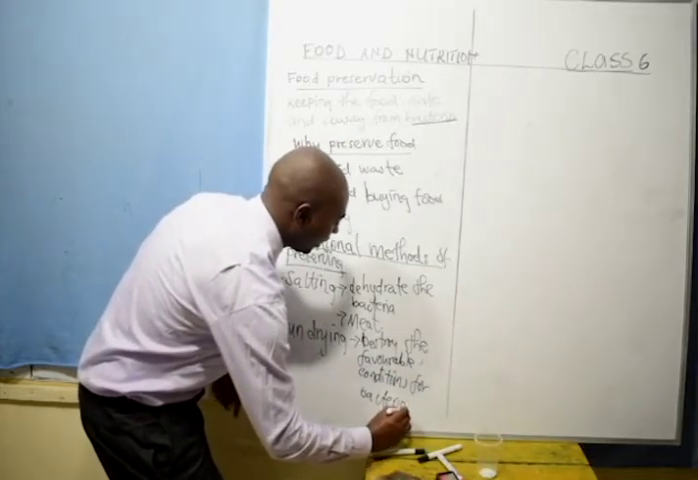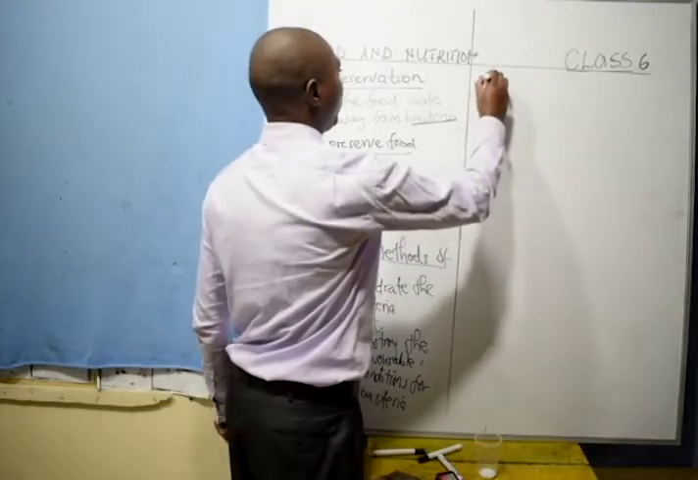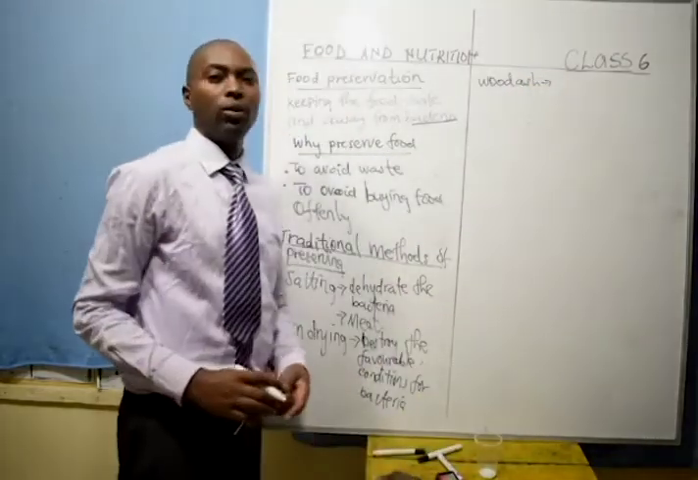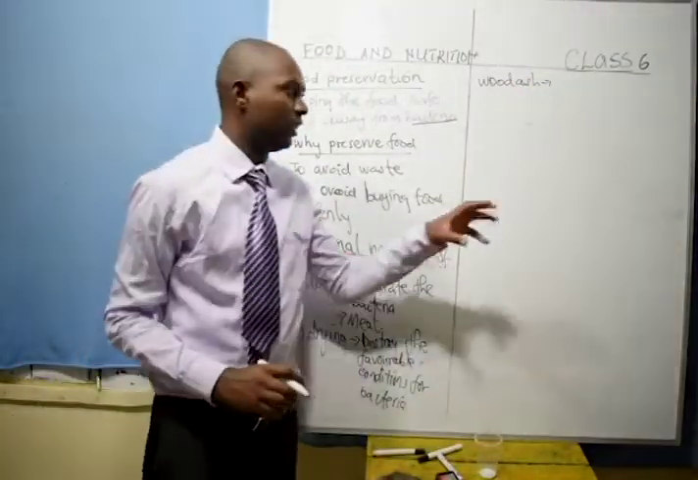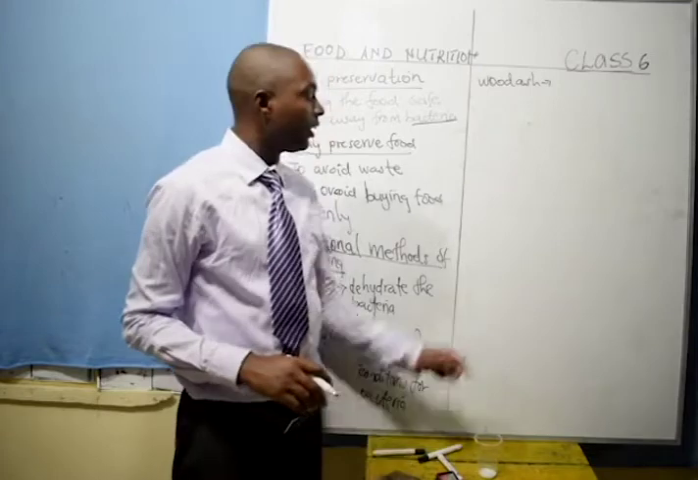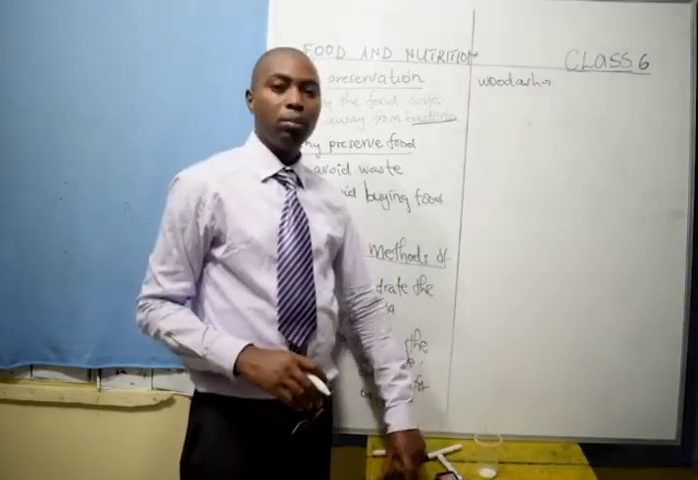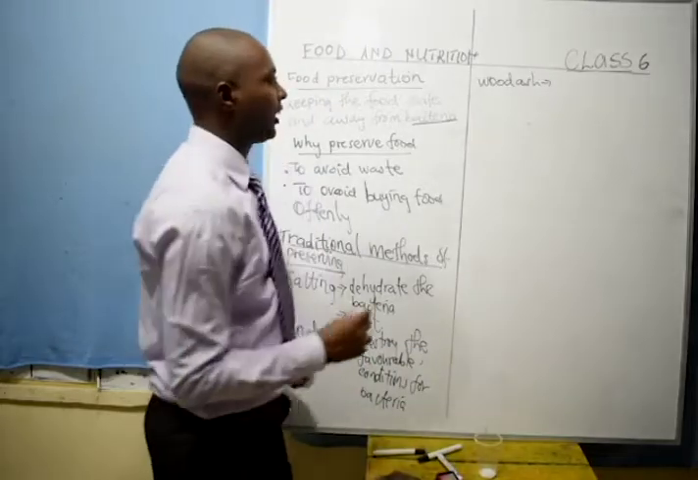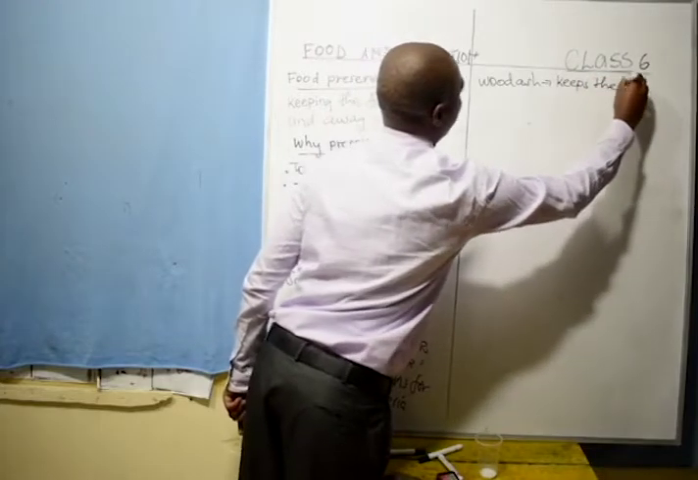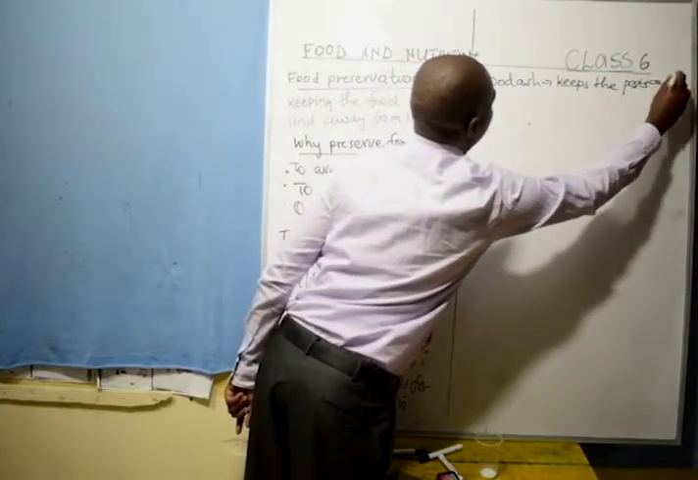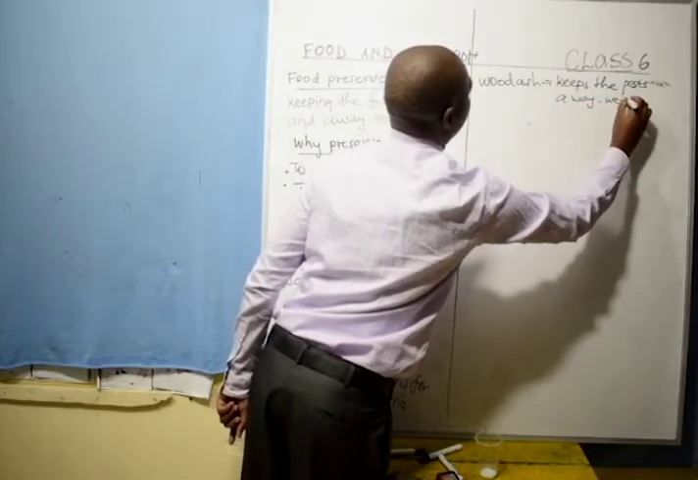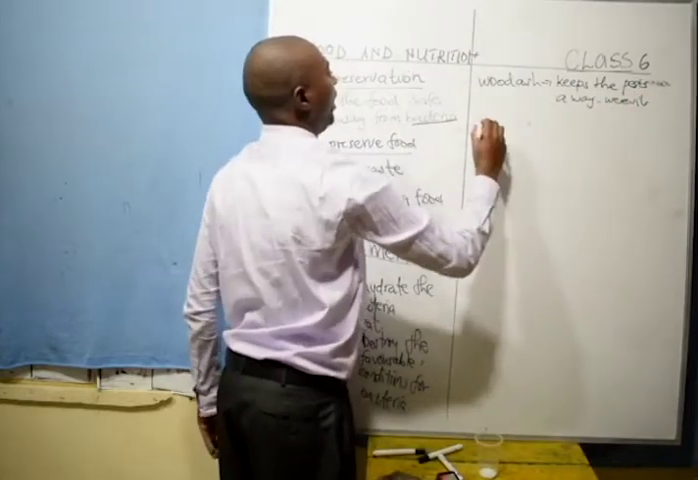The other method was the use of wood ash. The wood ash, the one that we get from the kitchen. This one was mainly used to preserve also the cereals or the tubers. You put it on food the same way as they put the salt, but now in the cereals it would keep the pests away, such as weevils. And this one was mainly used to preserve cereals and tubers.